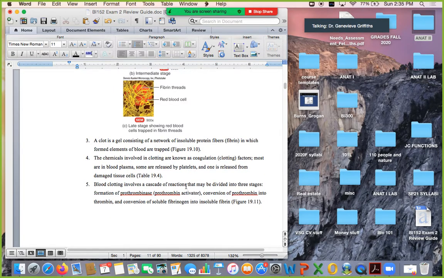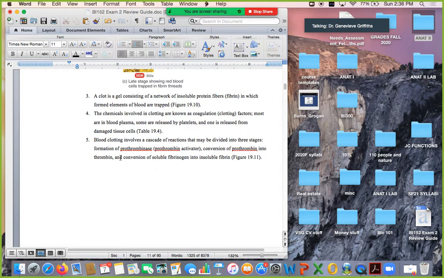And all the chemicals involved are known as clotting factors, and we're going to talk about them in a minute. Most of them are found in blood plasma. Some of them are released by platelets in circulation, and one of them is released by the damaged tissue cells. So we need a conglomerate of factors coming from the blood plasma, the platelets, and the damaged endothelial tissue. Now, as we talked about in class, there are three major stages of blood clotting. The first is the formation of what's called prothrombinase.